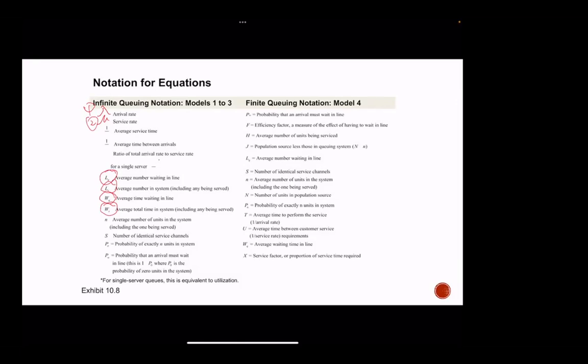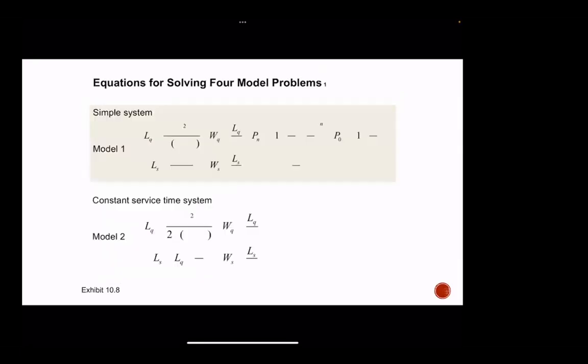So this is all of the things you need to figure out. Another thing you probably need to understand is the probability of exactly a unit in the system, or the utilization, which is this one. Now let's take a look at how to calculate them. This is model 1, and this is all of the things you need to review.